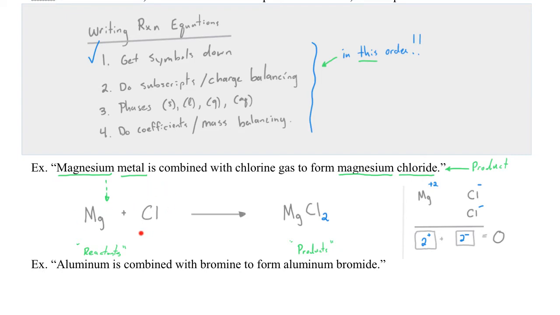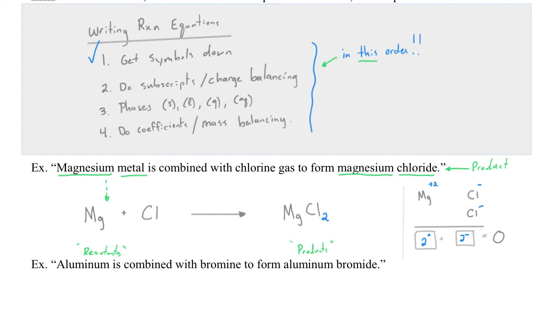Now let's go over to the next element here. We have chlorine, and it says it's chlorine gas. So that's telling us it's the element chlorine, and as you might remember, chlorine is one of the diatomic elements. That means we need to fix its subscript by putting a 2 here because there are 2 atoms of chlorine in chlorine gas. So with that, we've now completed step 2, which is we've completed the subscripts and charge balancing on both the reactant side and the product side. So let's check off step 2 and move on to step 3.